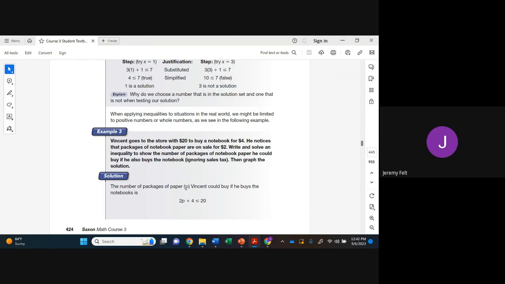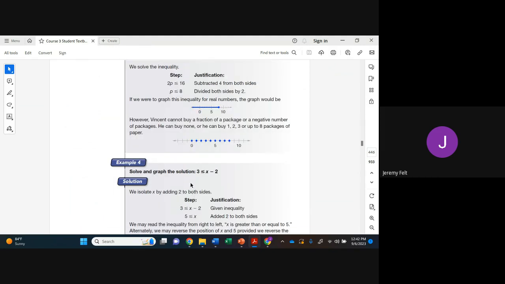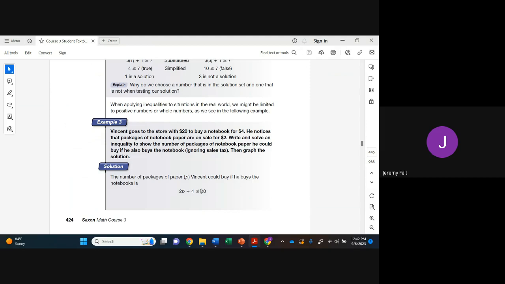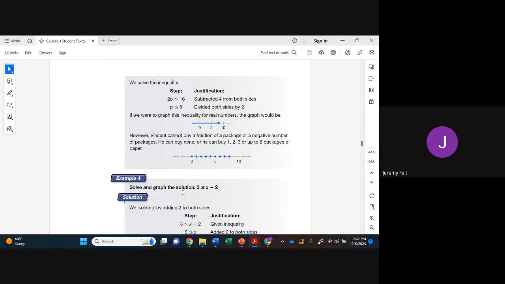So P will represent paper. The $4, he's buying that notebook no matter what. So it's 2 times however many packages of paper he can buy, plus the $4 he's spending on the notebook, has to be less than or equal to 20. So we minus 4 from both sides and then divide by 2. So we get 16 divided by 2. Packages of paper is less than or equal to 8. So he can buy 8, he can buy 7, 6, 5, 4, 3, 2, 1.